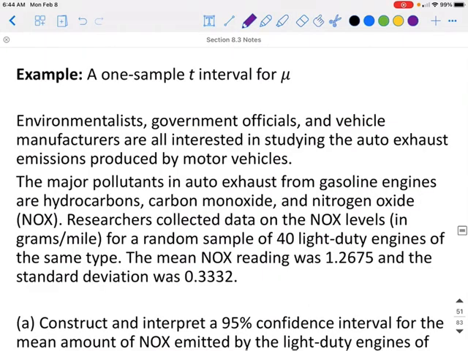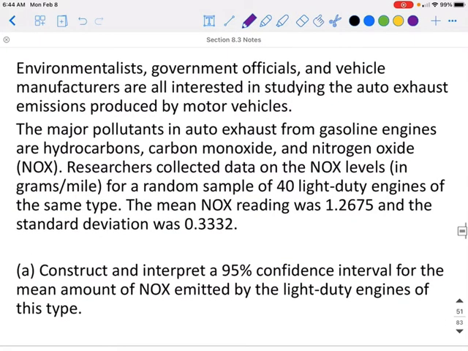Environmentalists, government officials, and vehicle manufacturers are all interested in studying the auto exhaust emissions produced by motor vehicles. The major pollutants in auto exhaust from gasoline engines are hydrocarbons, carbon monoxide, and nitrogen oxide.